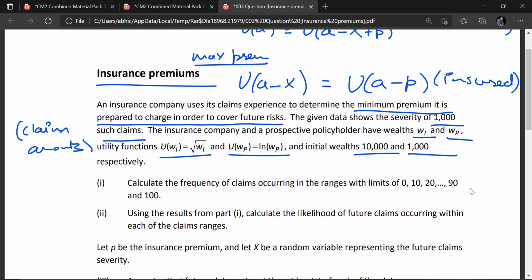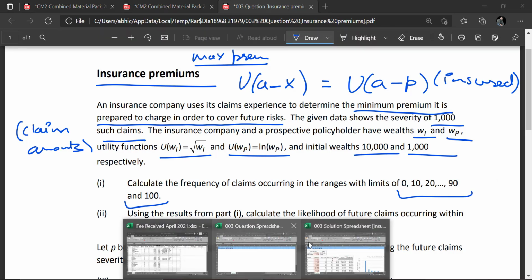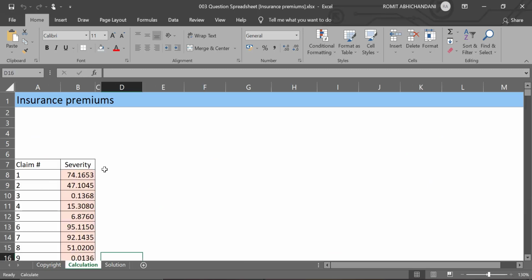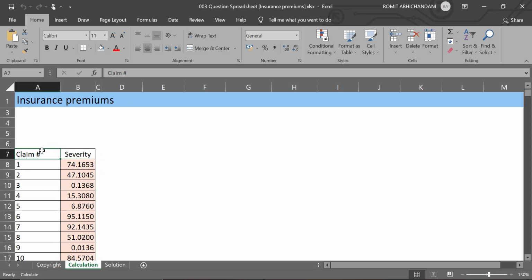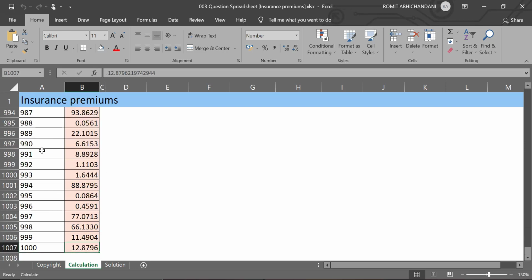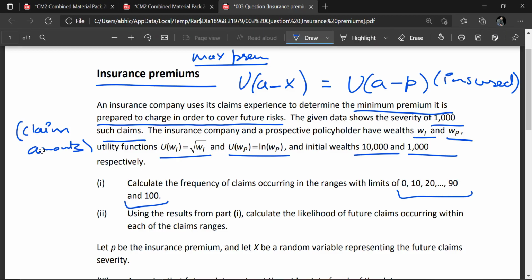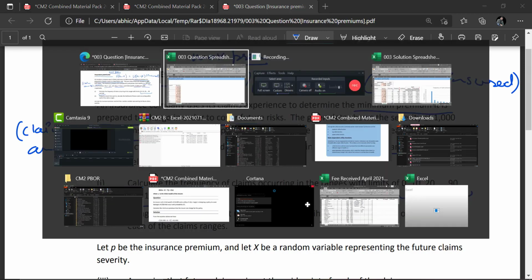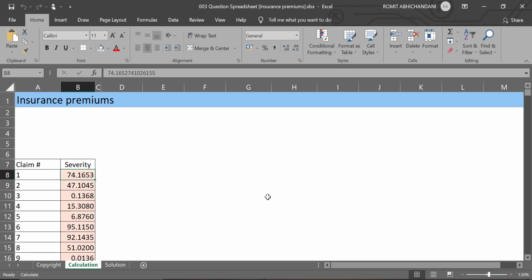Calculate the frequency of claims occurring in ranges from 0 to 10, all the way up to 90 to 100. So what are they telling you? They want to bucket the claim frequency. Let me show you the question, it would make more sense. This is the question spreadsheet that has been given, and here they have given you the claims and the severity, which means you have 1000 claims and these are the amounts of those claims. They want you to bucket these claims in ranges of 0 to 10, 10 to 20, 20 to 30, up to 90 to 100. So let's do that.